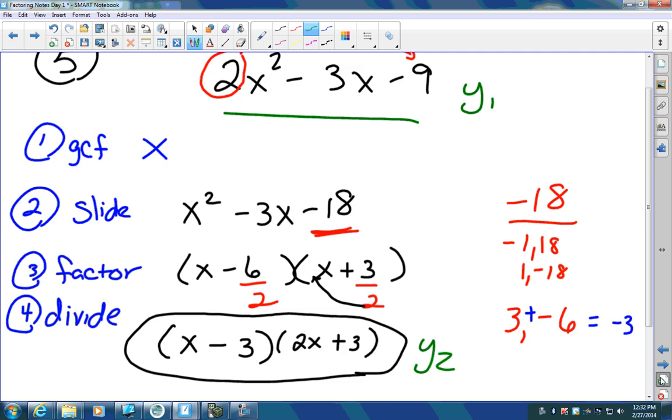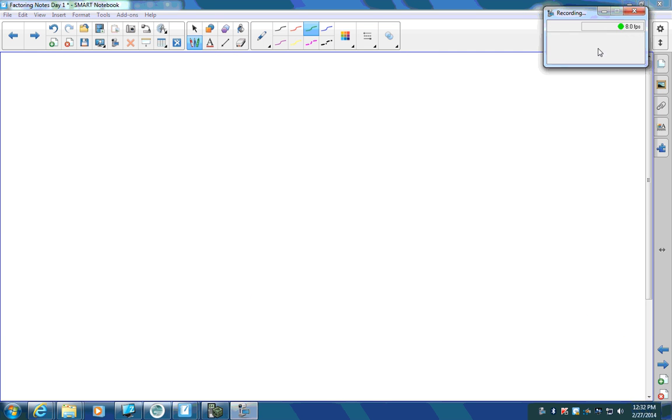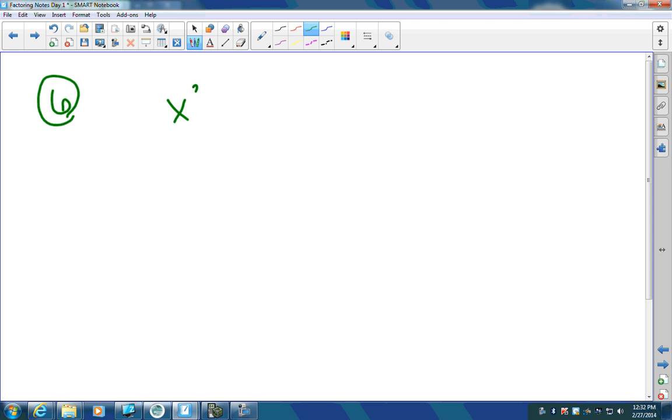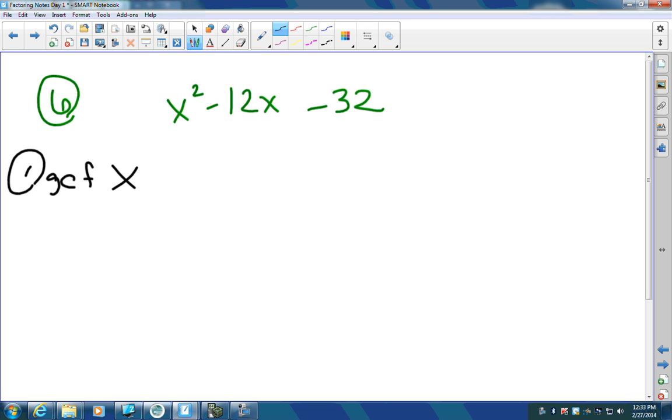Last one we're going to do together. Is this number 6 now? Number 6 says x squared minus 12x minus 32. Okay, you have to remember these steps. Step 1 is always the GCF. Is there a number that goes out of all of them? Guys, I'll give you a hint. If there's an x squared, there isn't any because it's a 1, right? 1 doesn't count because that wastes our time. So there's nothing to pull out.